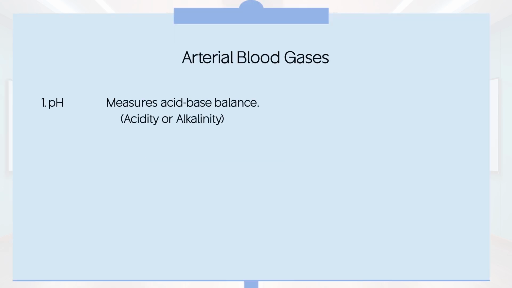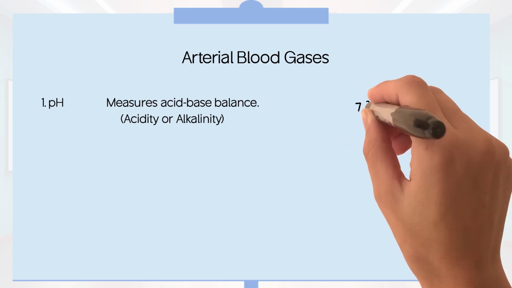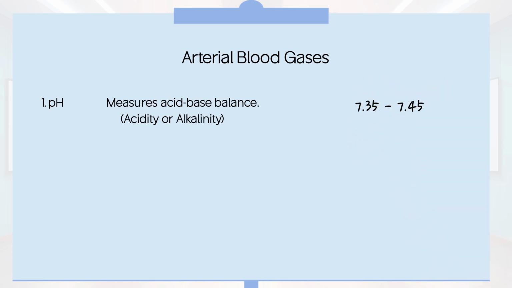The first thing to remember is the pH, which measures the acid-base balance in our body or simply determines the acidity and alkalinity of your blood. The normal value of pH is 7.35 to 7.45. For example, a blood pH level of 7.30 is acidic, while a pH level of 7.47 is alkalotic.